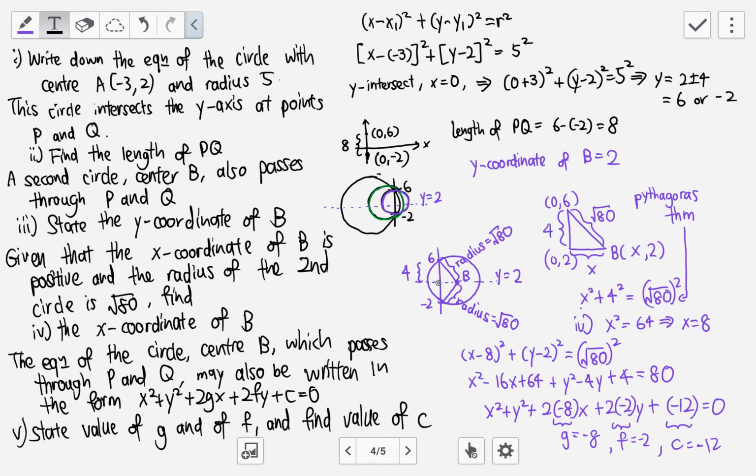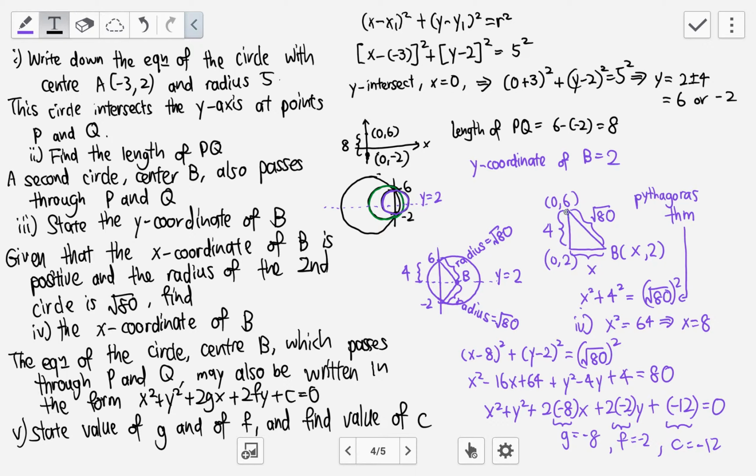So we know that this point is (0, 2). Based on the earlier part, the y coordinate must be 2, so this point must be (0, 2) because this is the y-axis. And this point on top is (0, 6). This point is the same as this point over here, and this point is the same as this point here. I'm redrawing them just so that you can see.